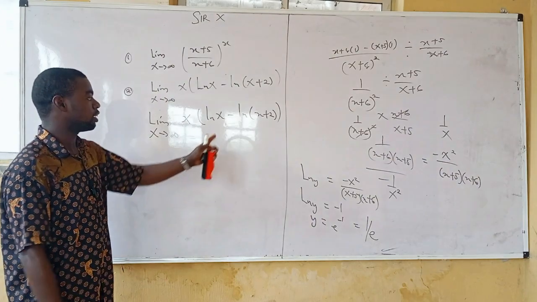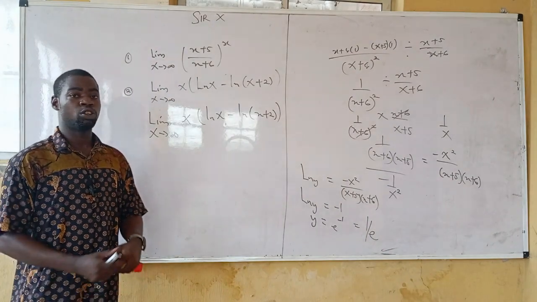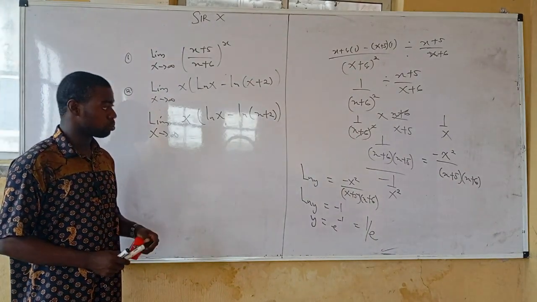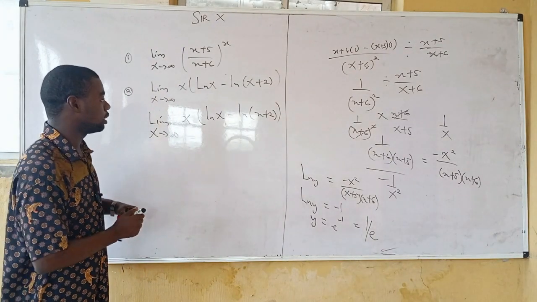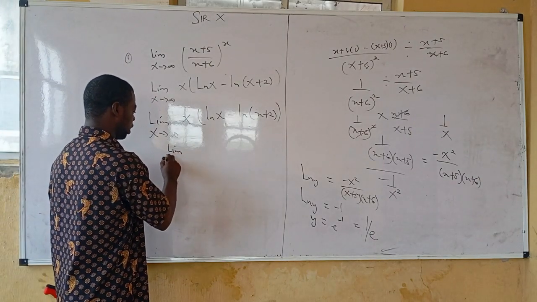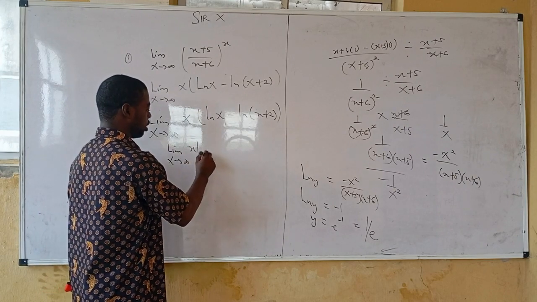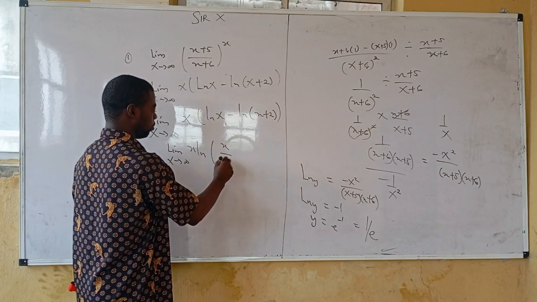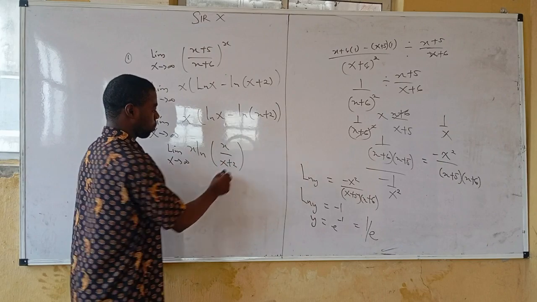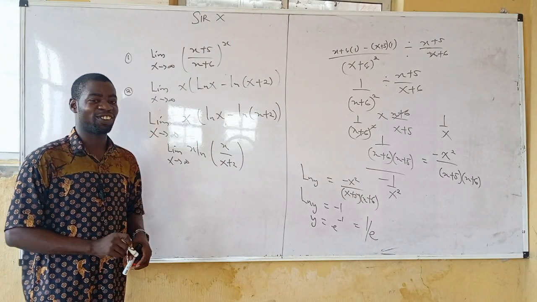You can actually simplify. This is a logarithm and this is a logarithm, and the operation in the middle is subtraction, so we can apply the rule of logarithms. This will give us the limit as x approaches infinity of x ln of x over x plus 2. Yeah, I'm sure you never saw that coming.